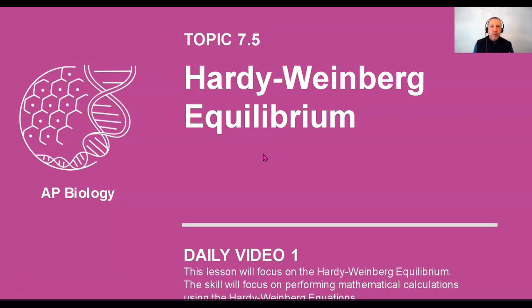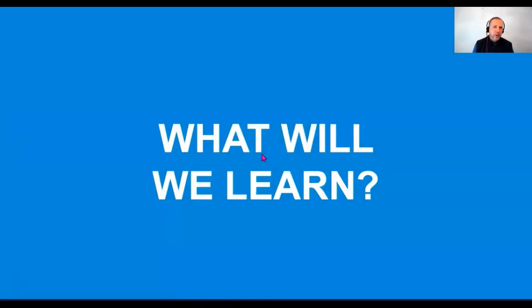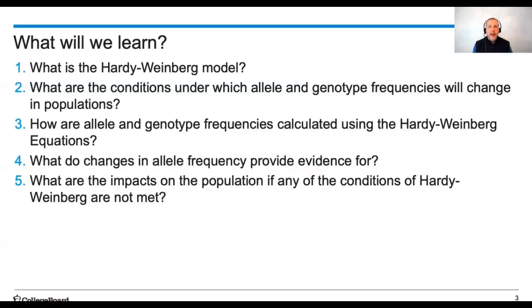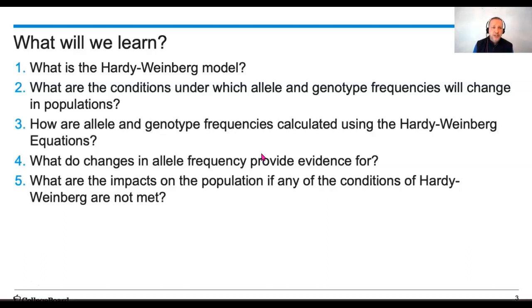Today's topic is 7.5 Hardy-Weinberg equilibrium. So what will we be learning today? For today's lesson, we're going to look at what is the Hardy-Weinberg model, what are the conditions under which allele and genotype frequencies will change in populations, how are allele and genotype frequencies calculated using the Hardy-Weinberg equations, what do changes in allele frequencies provide evidence for? And then finally, what are the impacts on the population if any of the conditions of Hardy-Weinberg are not met?